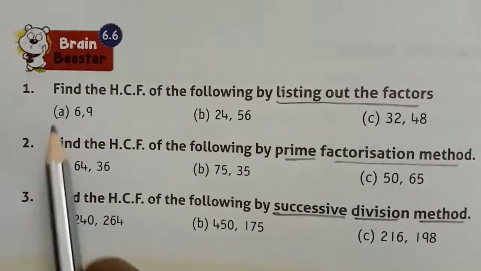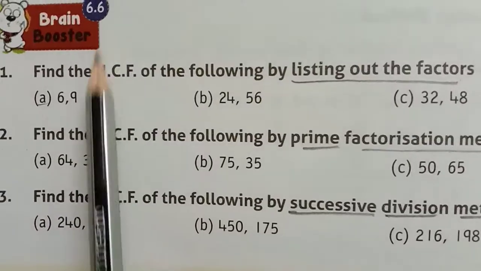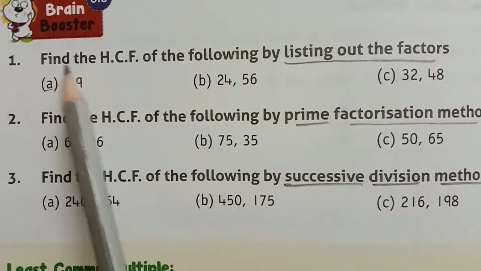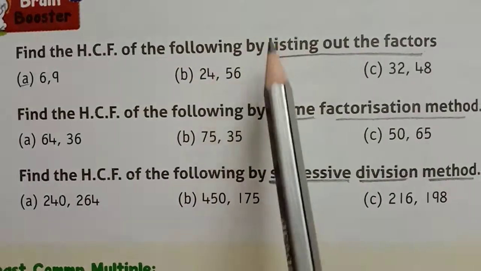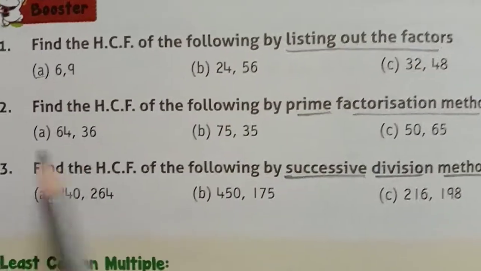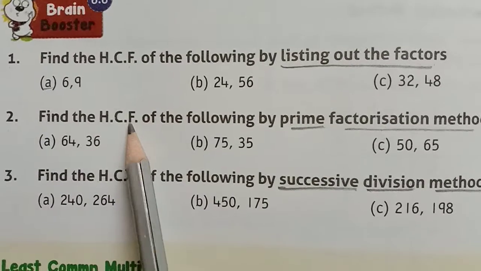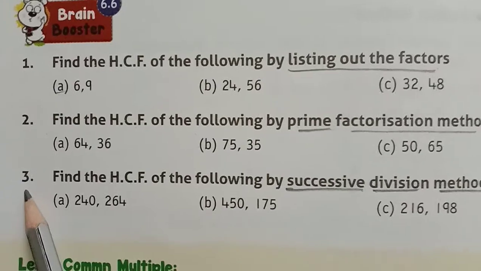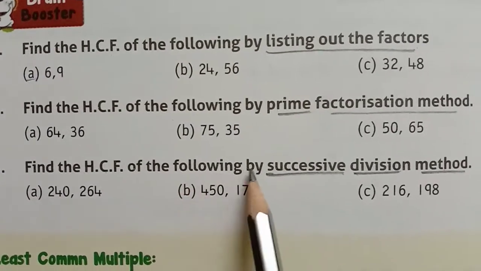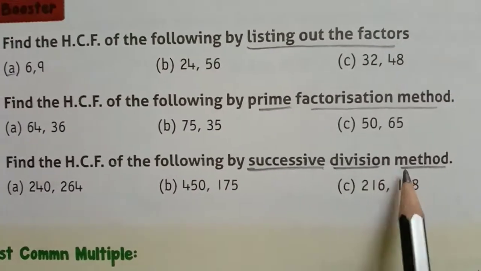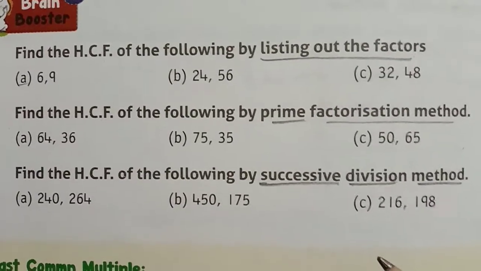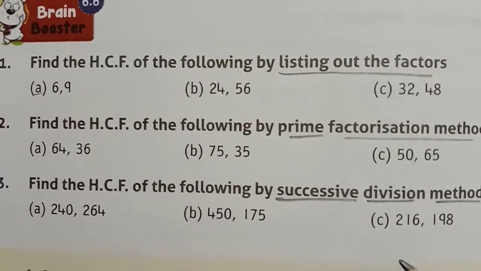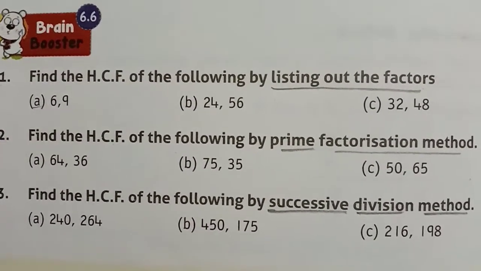See children, in Brain Booster 6.6, we have three questions. First question is find the HCF of the following by listing out the factors. Second question is find the HCF of the following by prime factorization method. Third is also find the HCF of the following by successive division method. We have seen that we can find out HCF by the three methods. So, we will see in detail. Okay, we will start with the first question.